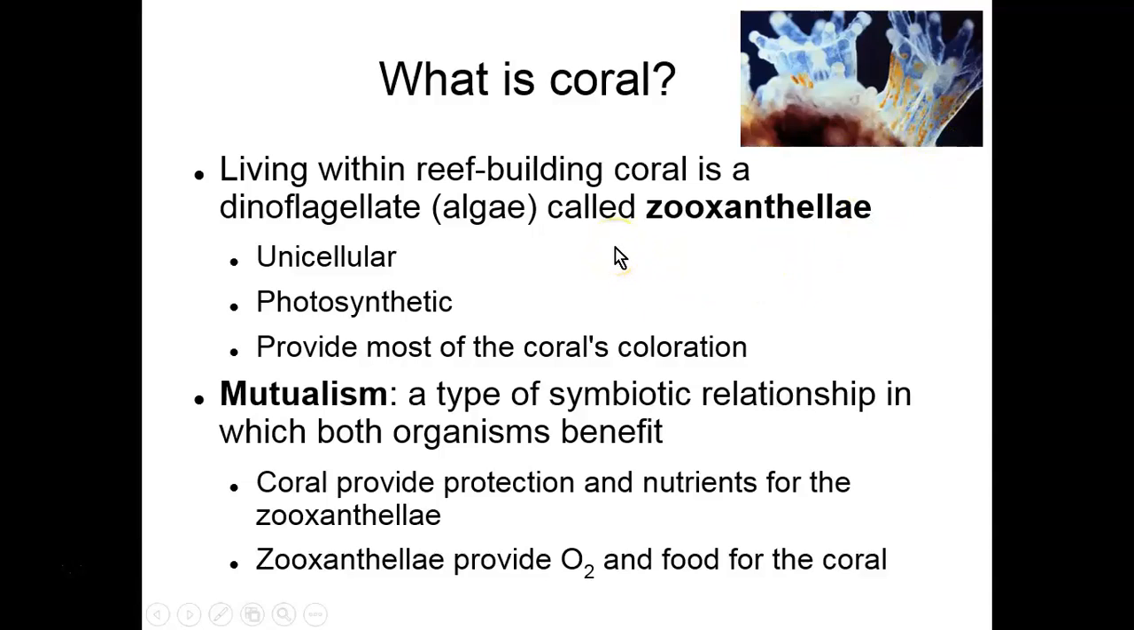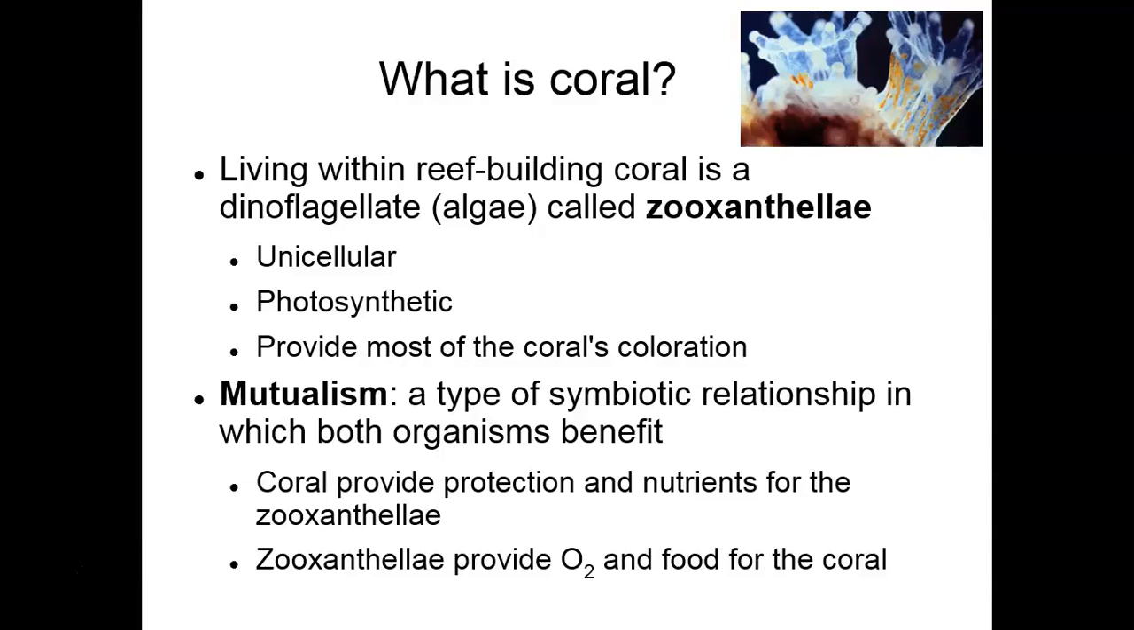So zooxanthellae are photosynthetic organisms that are unicellular, made up of just one cell, just like all dinoflagellates are. And it's actually the zooxanthellae that give the coral their color. So if the zooxanthellae leave the coral, then the coral loses its color, and we call it bleached because it just turns white. That doesn't necessarily mean that the coral's dead.